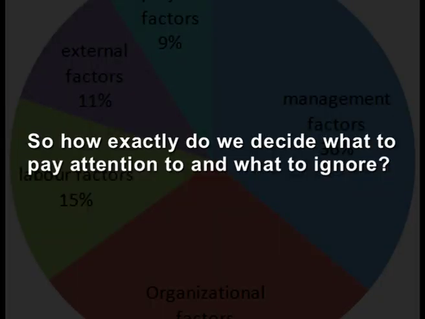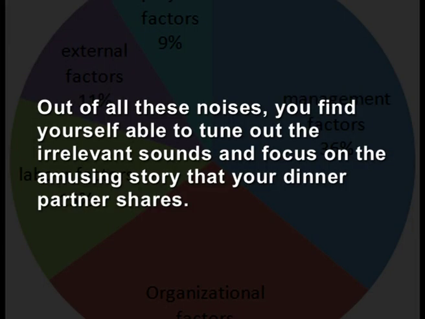So, how exactly do we decide what to pay attention to and what to ignore? Imagine that you are at a party for a friend hosted at a busy restaurant. Multiple conversations, the clicking of plates and forks, and many other sounds compete for your attention. Out of all these noises, you find yourself able to tune out the irrelevant sounds and focus on an amusing story that your dinner partner shares. In this regard, two theories come to the front for selective attention. First, Broadbent's filter theory. Second, Treisman's attenuation theory.